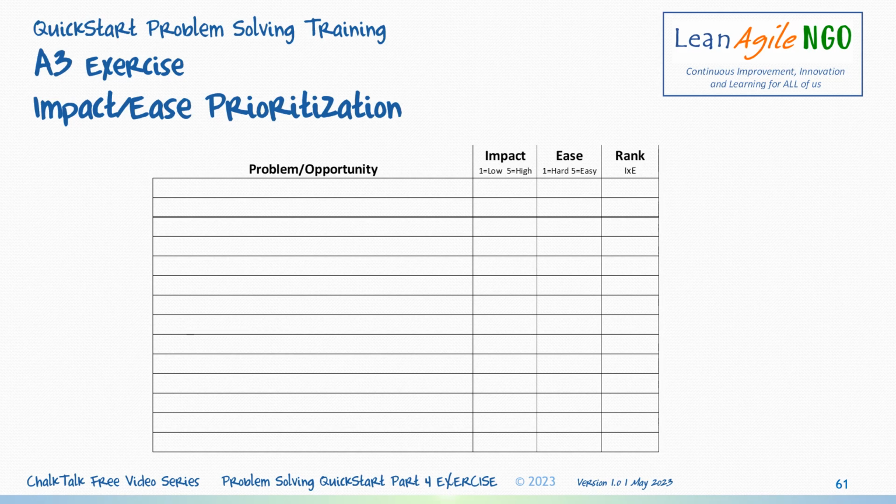Take a blank sheet of paper and draw this grid. The first column should be problem. The second column is impact. The third column is ease, and the fourth column is rank. Then write all of your problems on this grid. Just put the names in the first column. Pause the video and do this, then press start again.